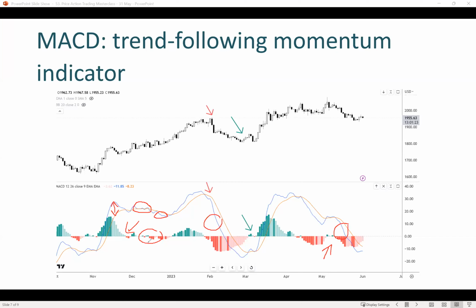In terms of the significance of the MACD line, we have two things. We look at crossovers, and there are two ways you can interpret the crossovers. One would be looking at the bullish crossover.